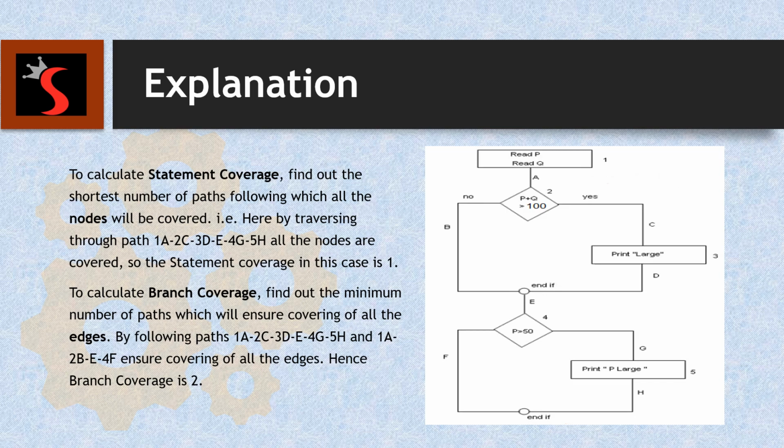To calculate branch coverage, find out the minimum number of paths which will ensure covering of all the edges. Following paths 1A, 2C, 3D, E, 4G, 5H, and 1A, 2B, E, 4F ensure covering of all the edges. Hence, the branch coverage is 2.